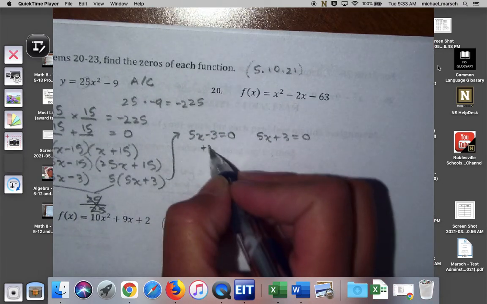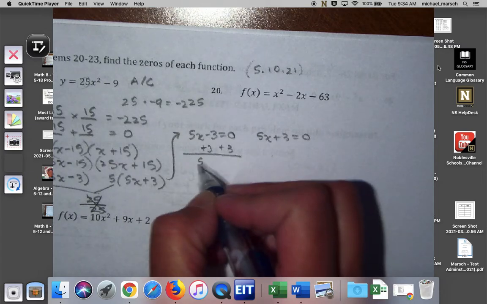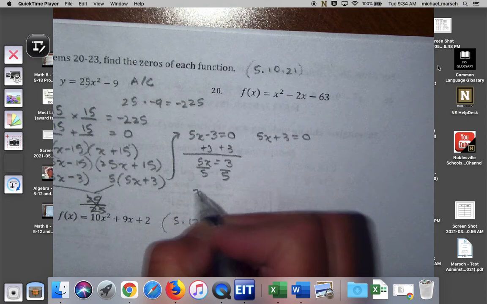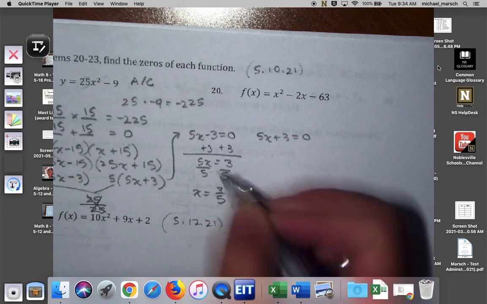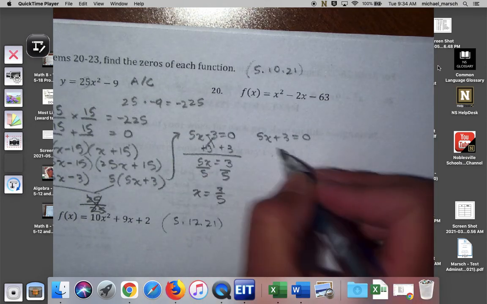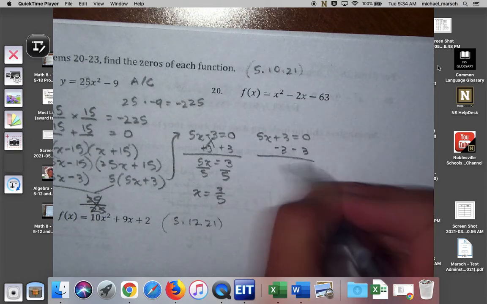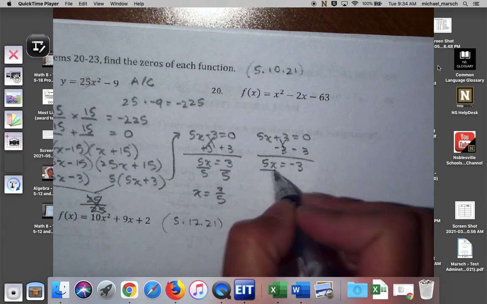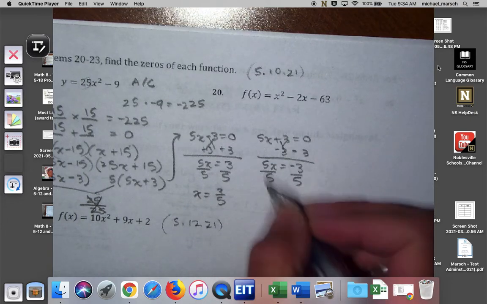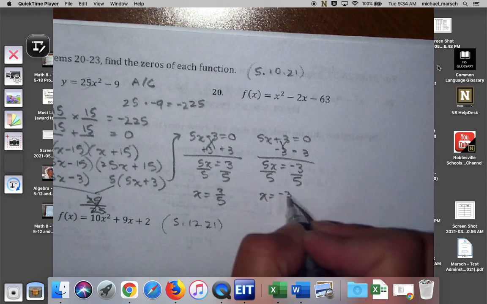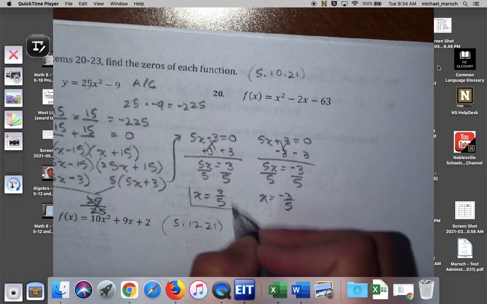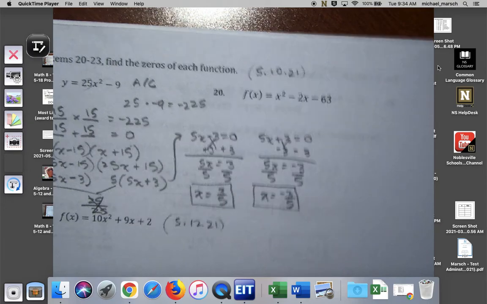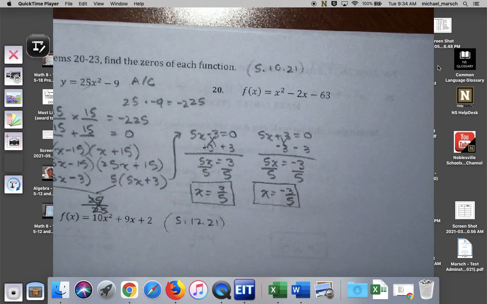So I'm going to add 3 to both sides. 5x equals 3. Divide by 5, x equals 3/5. Subtract 3 from both sides, 5x equals negative 3. Divide by 5, x equals negative 3/5. So here are my zeros, 3/5 and negative 3/5. Remember, those zeros are the x-intercepts of a parabola.